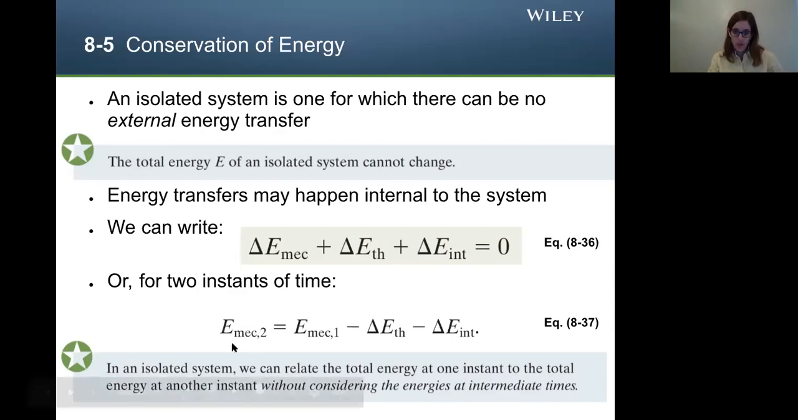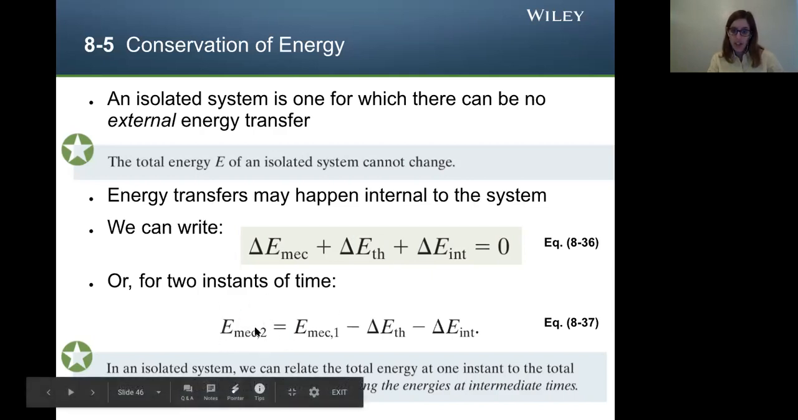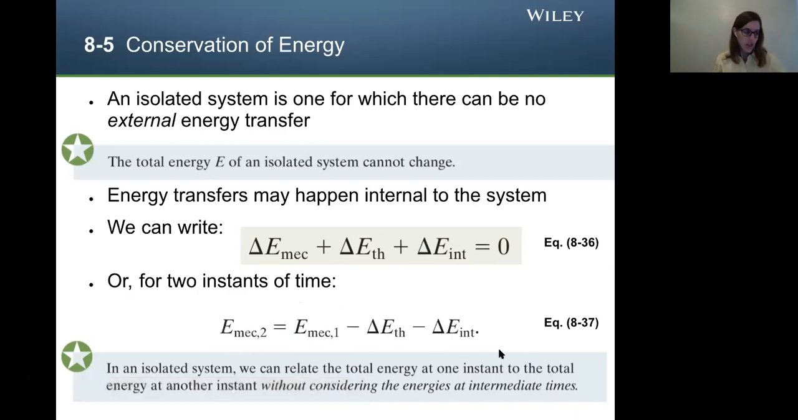Or perhaps most useful, we could consider the mechanical energy at a later instant in time relative to what the mechanical energy was before, minus however much energy these other two forms take, the thermal and internal energies. Right? So our final mechanical energy might be less than our initial mechanical energy if there's friction to subtract away some of it. So the key here is that in an isolated system, we can relate the total energy at one instant to the total energy at another instant without considering the energies at any intermediate times. We can ignore all of the motion in between, which is really, really nice, as you've hopefully started to see with some of the problems on the lab.